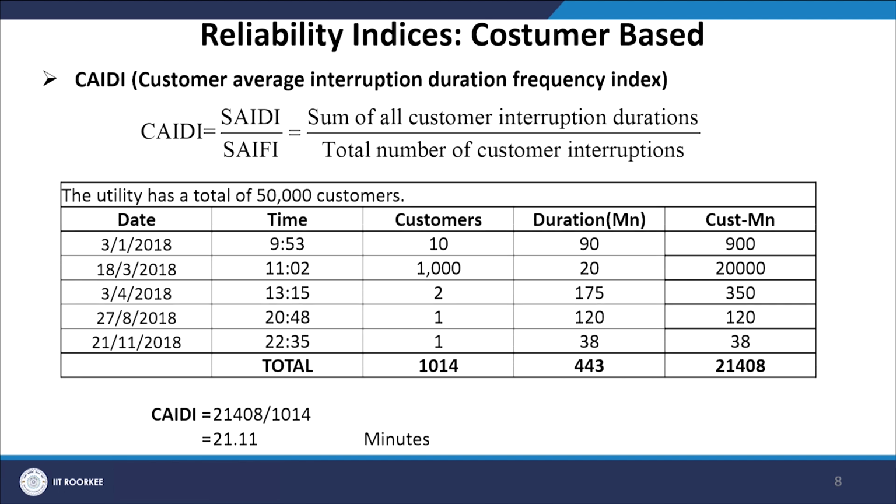For the same case study, if you are interested to know what is CAIDI, that is the sum of all customer interruption durations, 21,408, upon the total number of customer interruptions, which is 1014, and the ratio will be 21.11. So based on the same case study, we can calculate SAIDI, SAIFI as well as CAIDI.